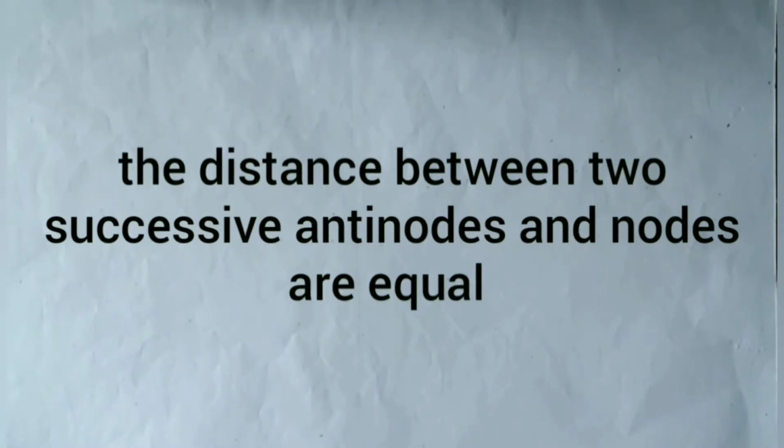Dear students, in this lecture, at first, we will show mathematically that the distance between two successive antinodes and nodes are equal, and that is lambda by 2, where lambda is the wavelength of the standing wave. This is discussed quantitatively in the first lecture in the first identity. Students, in this lecture, we will also learn about beats of sound and its mathematical expression.